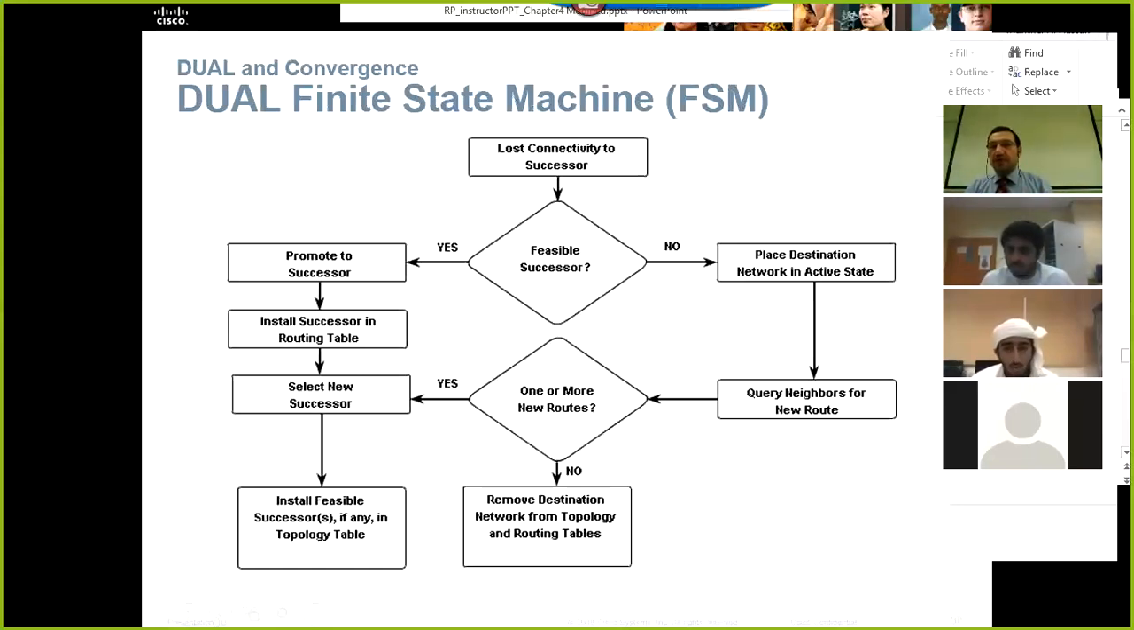But what if I don't have a feasible successor? Then place the destination in active. You see, when do we go to active? When I don't have a feasible successor. Now, in active, I send a query, which is a multicast message sent to 224.0.0.10. I send it to all of my neighbors. Now, if one of my neighbors replies with a yes, they have, then I will select a new successor. But if they say no, I remove that destination from the routing table. This is what I just explained to you.